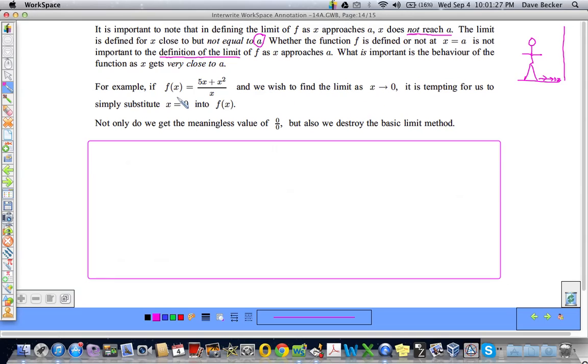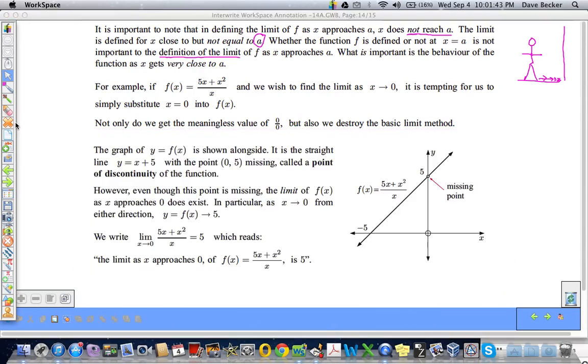So here's a case where we could not use substitution. We could not replace x with 0 because we would get something that makes no sense, 0 over 0. So what do we do? If you look at the graph, this is the graph of f of x equals 5x plus x squared over x. Mr. B, it's a line. What's up with that? Well, I'll show you in just a second, but if you notice right here, we have a hole in the graph because when x equals 0, the function is undefined, and that's how we represent it.